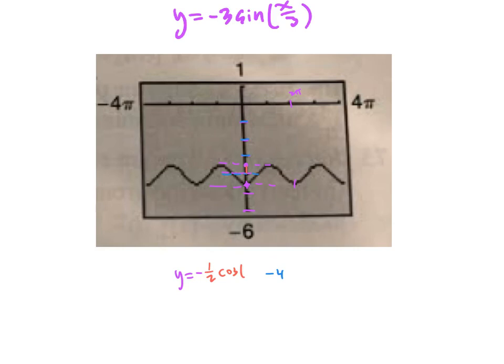And have we changed the period? No, the period is still 2 pi. So that's got to be our function. That's it. So y equals negative 1/2 cosine of x minus 4.